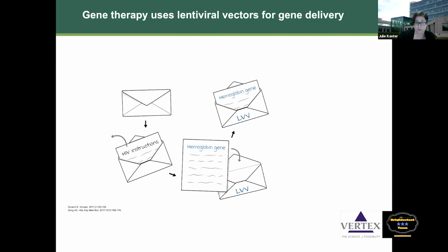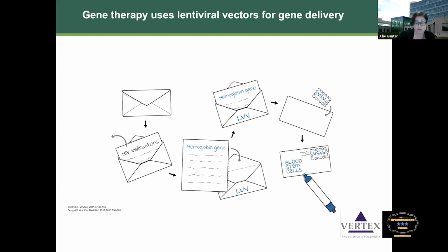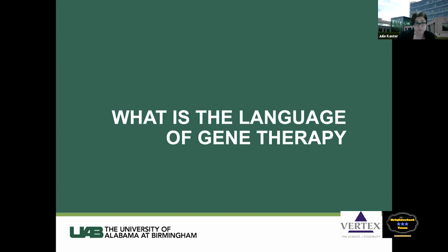From there, you package that hemoglobin gene in the envelope, and scientists use pieces of other viruses, such as VZV, to help make sure that envelope only gets delivered specifically into the blood stem cells and nowhere else. So then what language do we use when we talk about gene therapy?